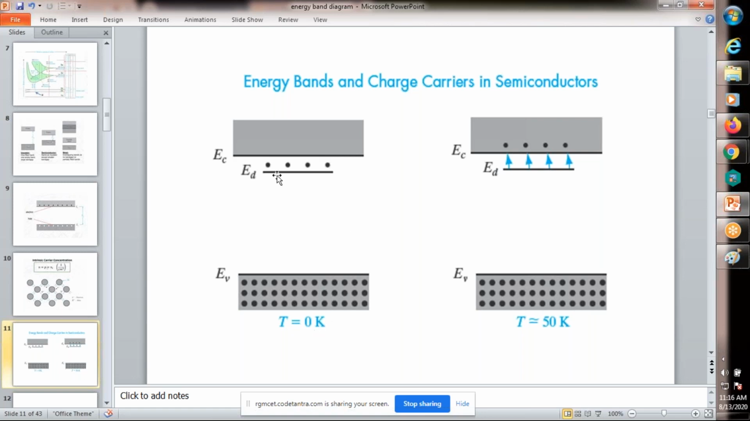At 0 Kelvin, the electrons are in the same states. At 50 Kelvin, these electrons acquire sufficient energy and jump into the conduction band. Just 50 Kelvin only, remember that. Not room temperature. Room temperature is 300 Kelvin, not degree. But even at less than room temperature, a few electrons are available in the conduction band.